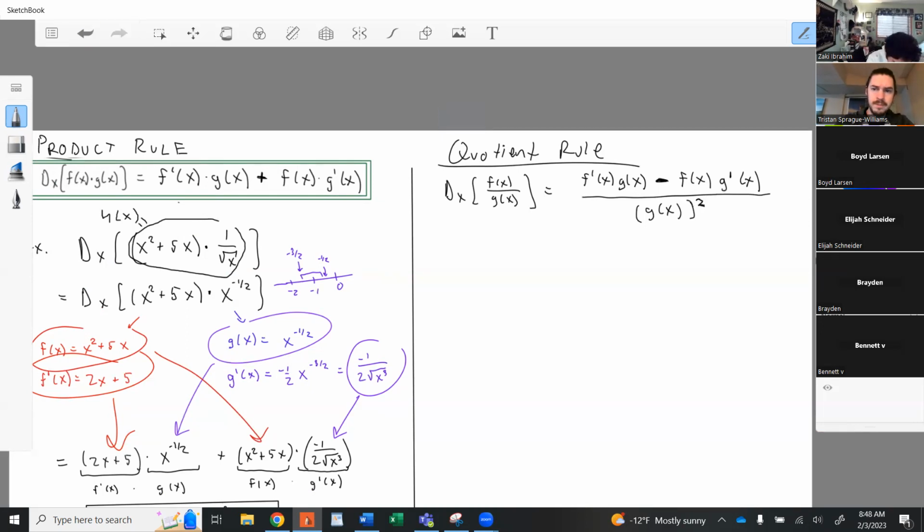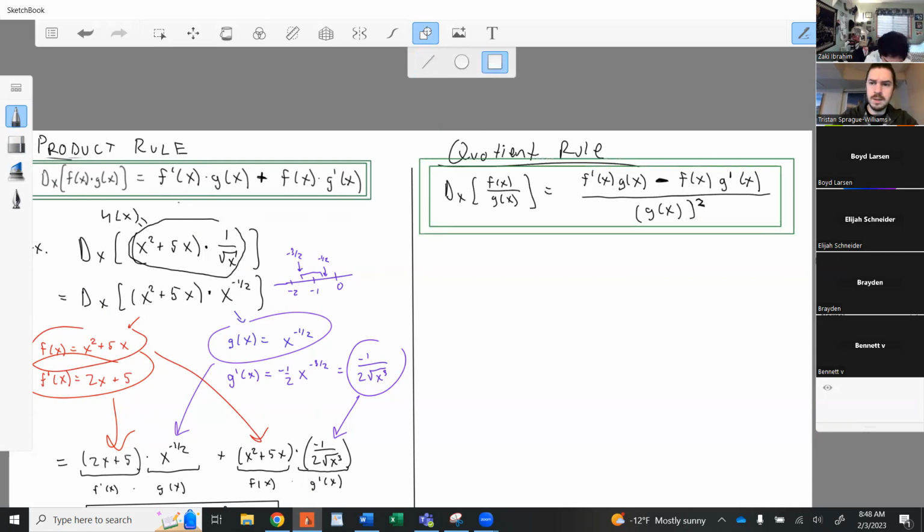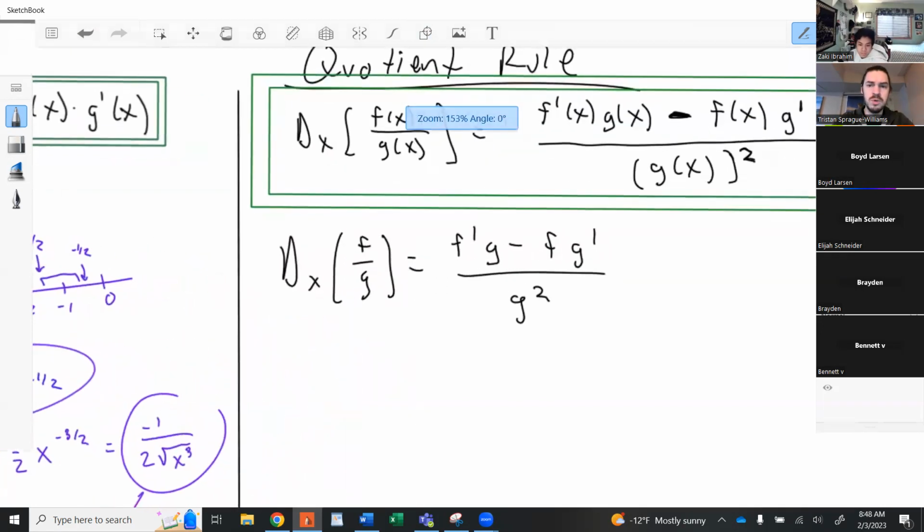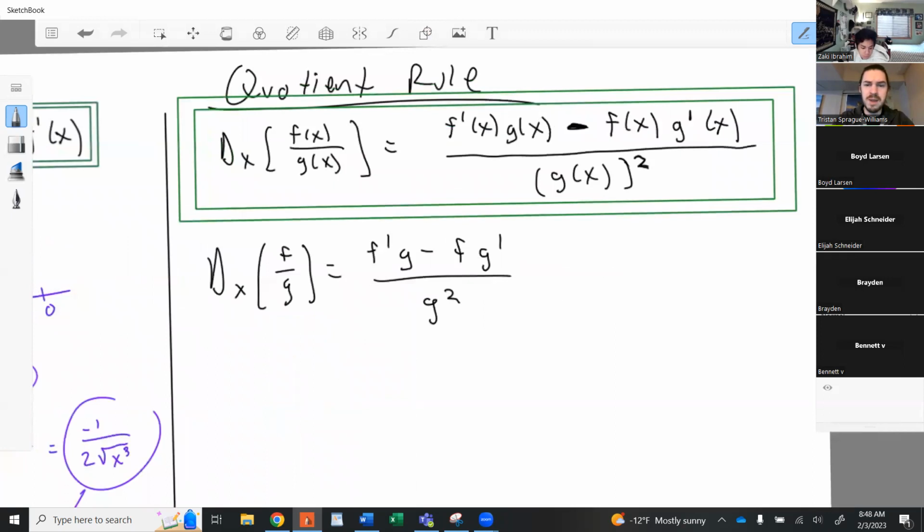G of x squared. So when you're memorizing these things, you might want to simplify them in your head. That's how I think of the quotient rule: f prime g minus f g prime, all over g squared. That's one way to think about it.